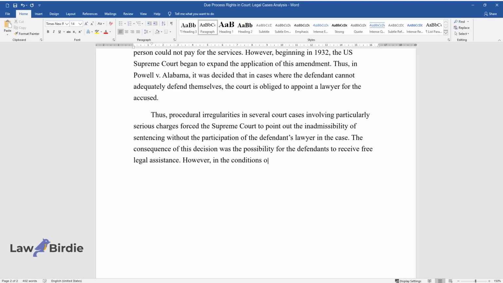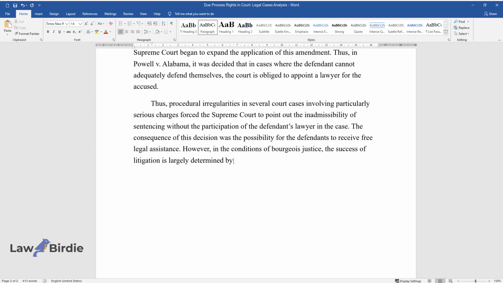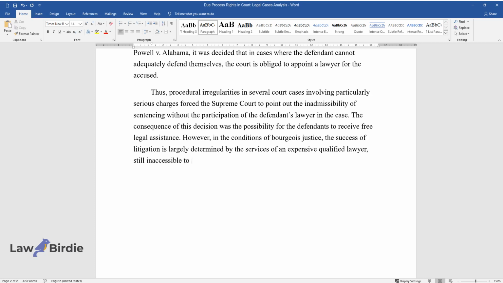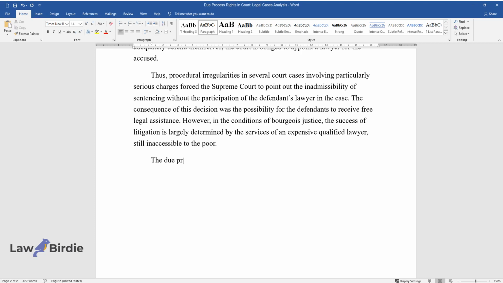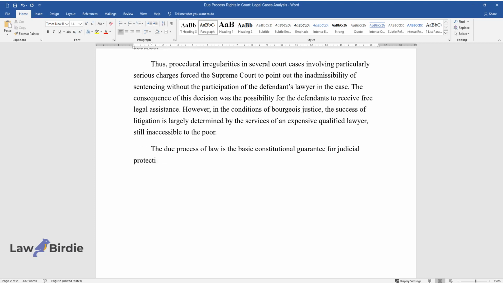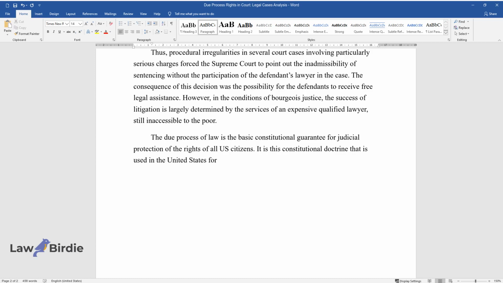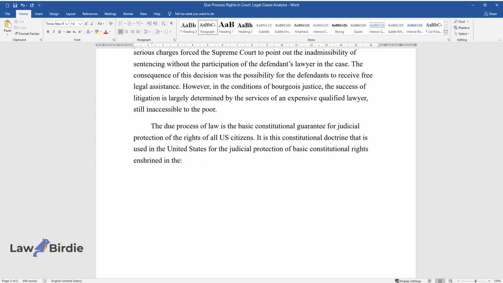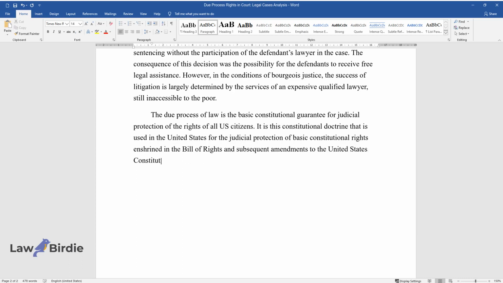However, in the conditions of bourgeois justice, the success of litigation is largely determined by the services of an expensive qualified lawyer, still inaccessible to the poor. The due process of law is the basic constitutional guarantee for judicial protection of the rights of all U.S. citizens. It is this constitutional doctrine that is used in the United States for the judicial protection of basic constitutional rights enshrined in the Bill of Rights and subsequent amendments to the United States Constitution.